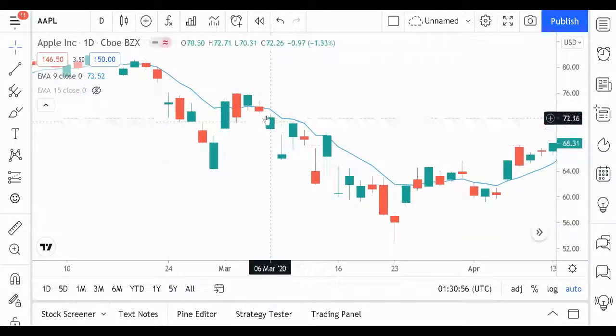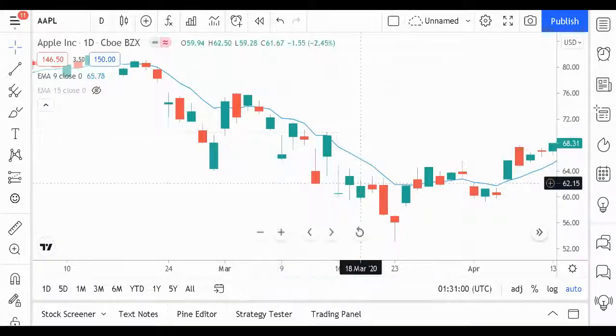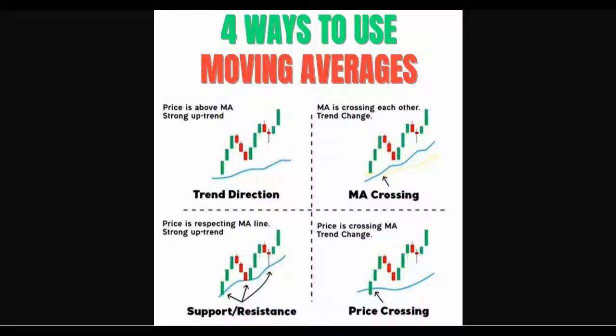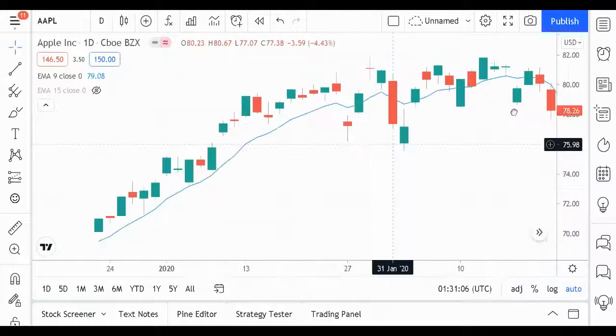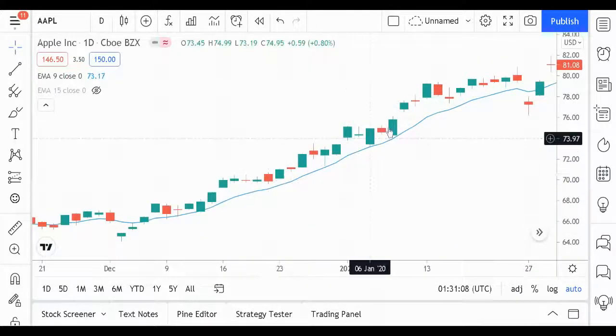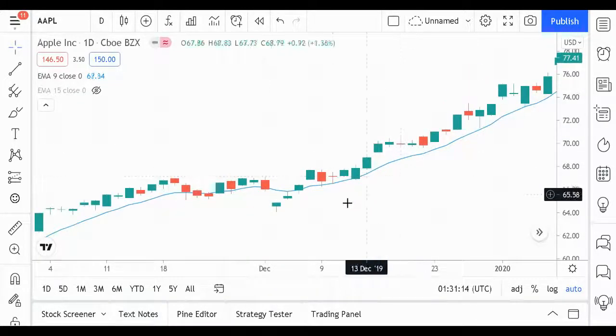See, look at that. The price is below the line, and that is bearish. That's a good example of the trend direction, all right. That's the opposite side of this coin. Look at that. Price is above the line, it's respecting the line, bouncing off of it nicely. Yeah, that's what I'm talking about, okay?